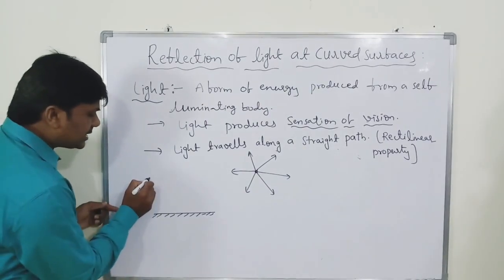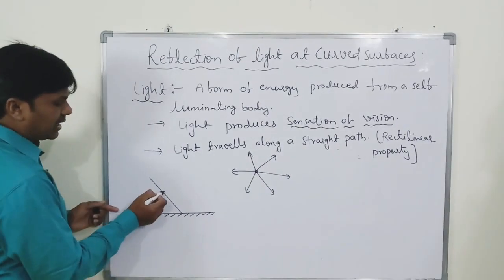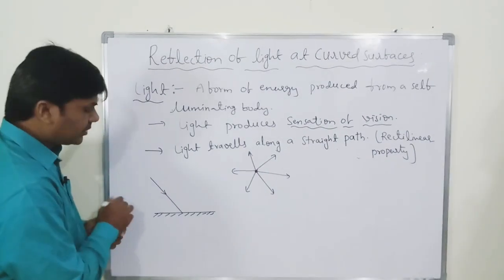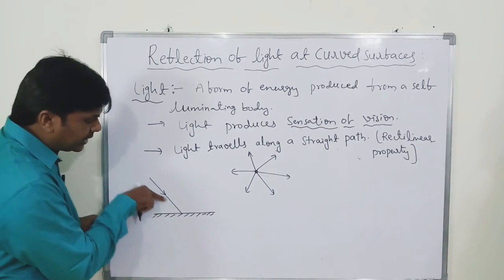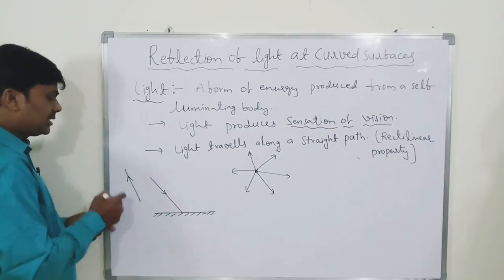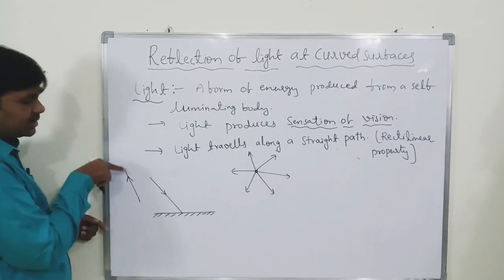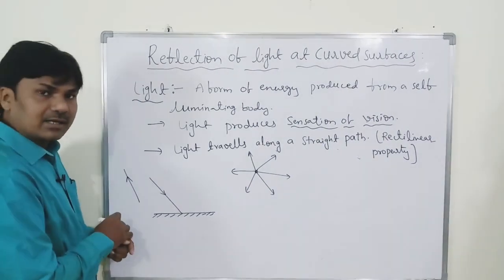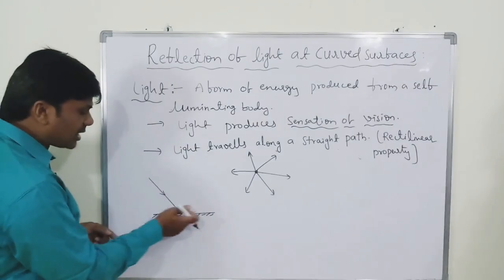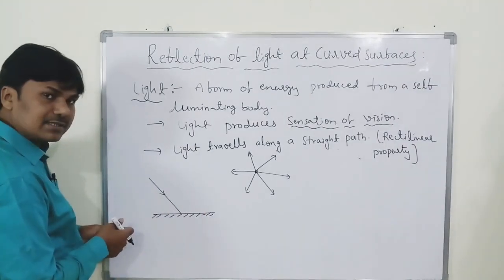Now when light is incident on this mirror, this is a light ray. A light ray is represented by a line with an arrow. The arrowhead indicates the direction in which the light is traveling. If I draw a light ray like this, the light is traveling in this direction, towards the mirror, isn't it? Now whenever light is incident on this surface, immediately what happens?